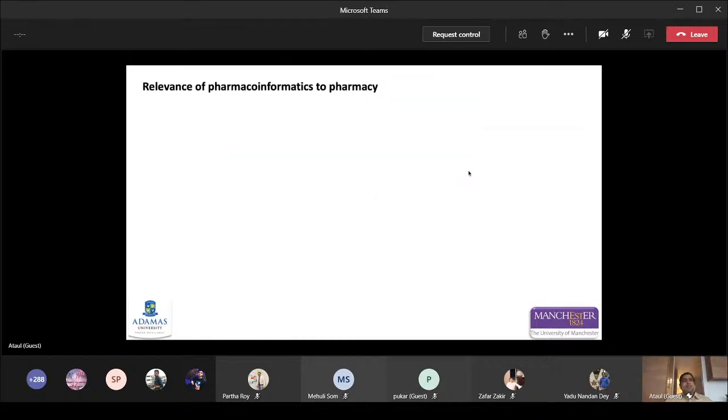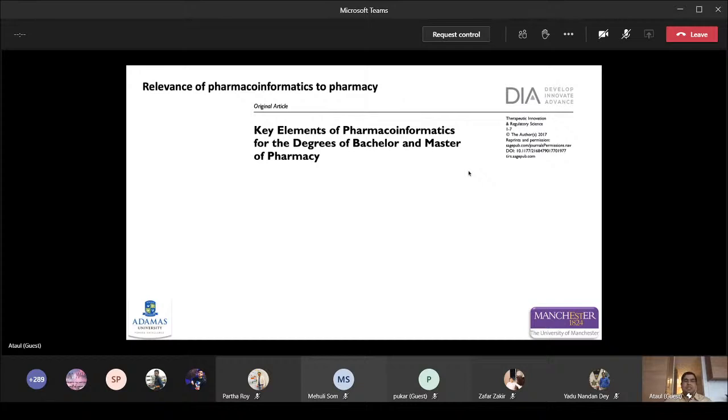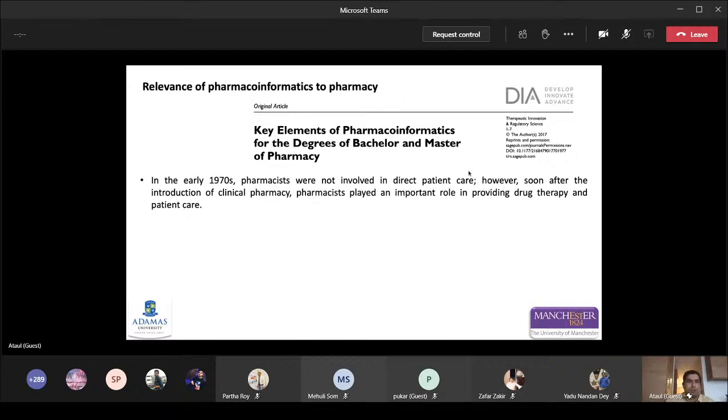Next, the relevance of pharmacoinformatics to pharmacy people, the students or researchers. This is one paper published in 2017 on how pharmacoinformatics is important for bachelor's and master's of pharmacy. They explained it, and I will read it out line by line.